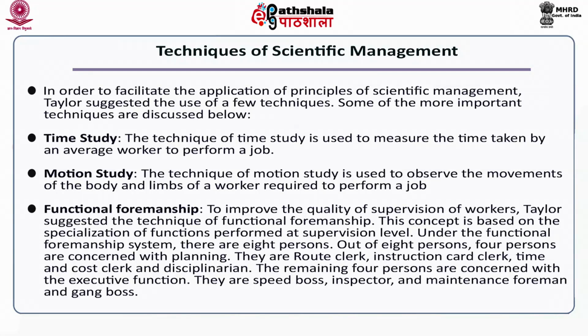Functional foremanship. To improve the quality of supervision of workers, Taylor suggested the technique of functional foremanship. This concept is based on the specialization of functions performed at supervision level. Under the functional foremanship system, there are 8 persons. Out of 8 persons, 4 persons are concerned with planning. They are route clerk, instruction card clerk, time and cost clerk, and disciplinarian. The remaining 4 persons are concerned with the executive function. They are speed boss, inspector, maintenance foreman and gang boss.